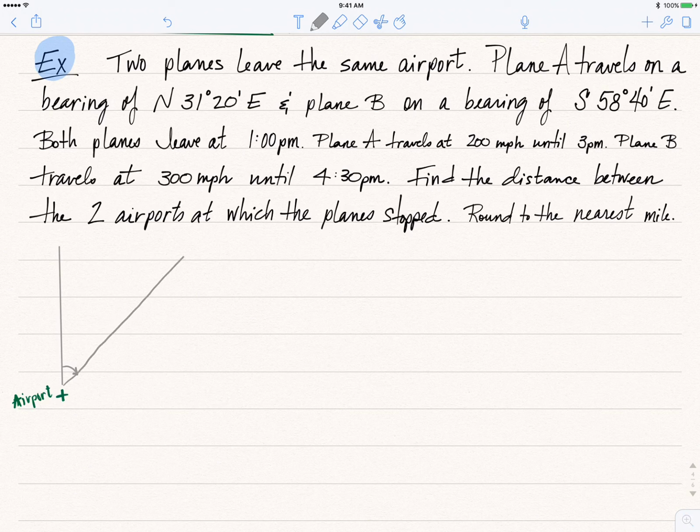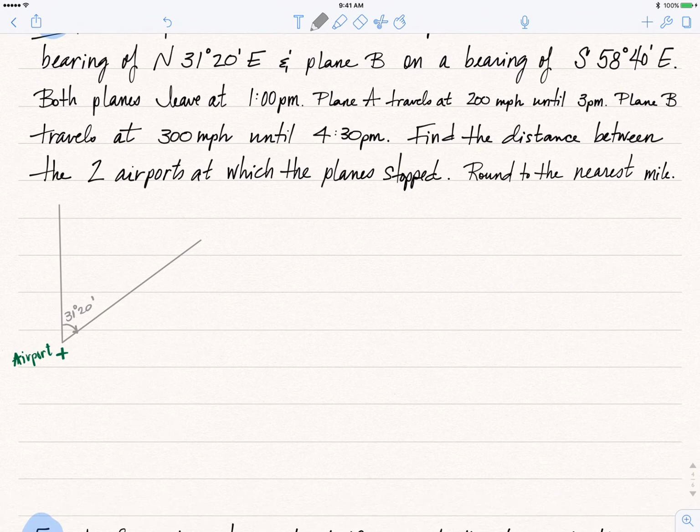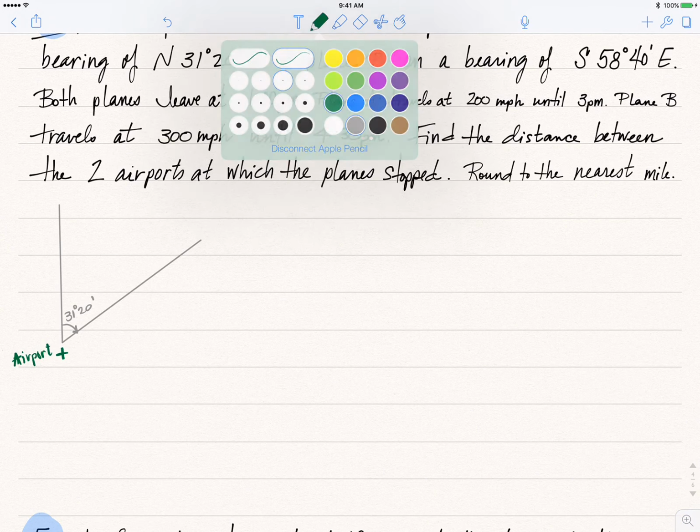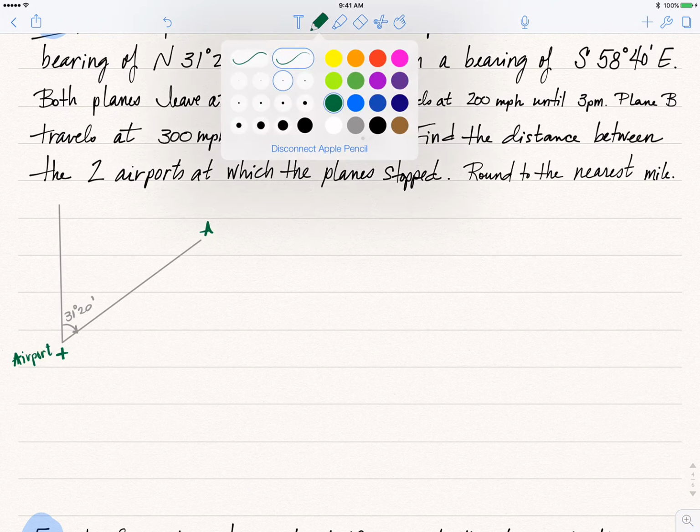So I'm looking at an angle, and I don't even care right now how accurate my angle is, but this is a northeast angle, and I'm told that this angle is 31 degrees, 20 minutes. And in a minute, when we have to put this into the calculator, that won't be that difficult. We know how to enter in degrees and minutes on our calculator. And this is where plane A ended up.